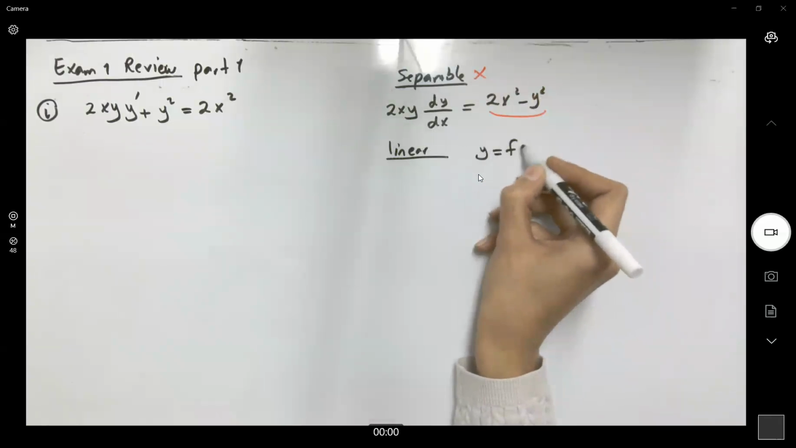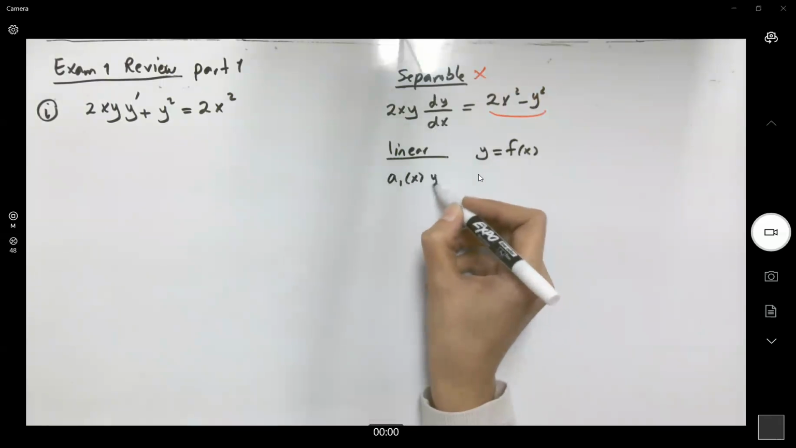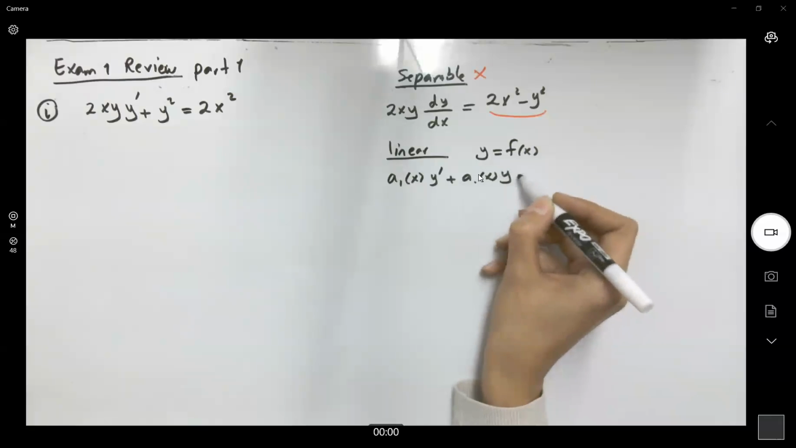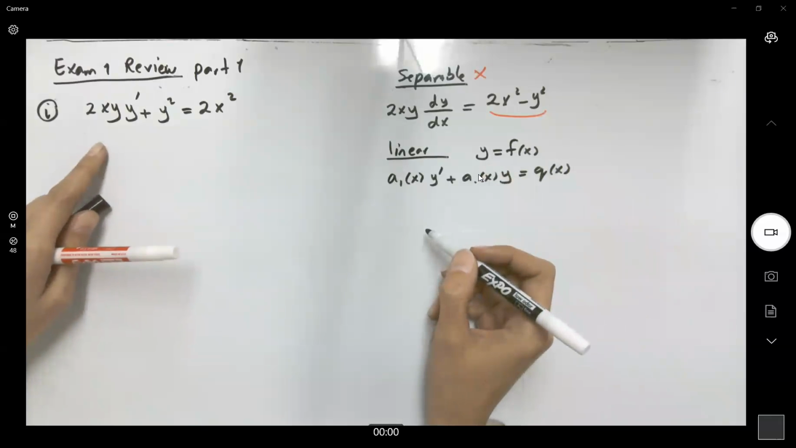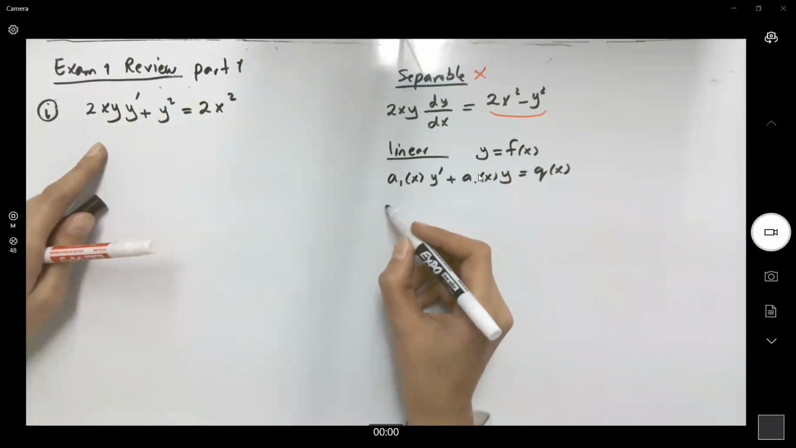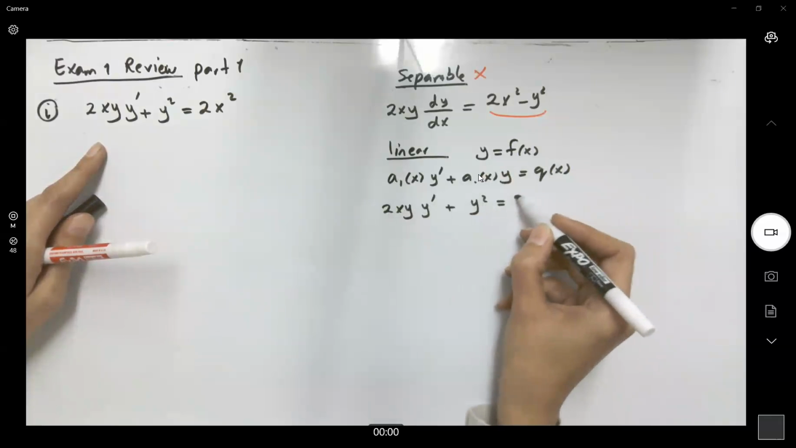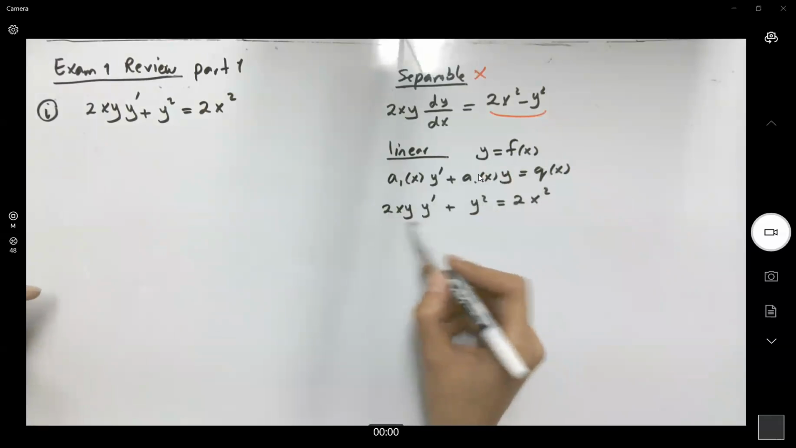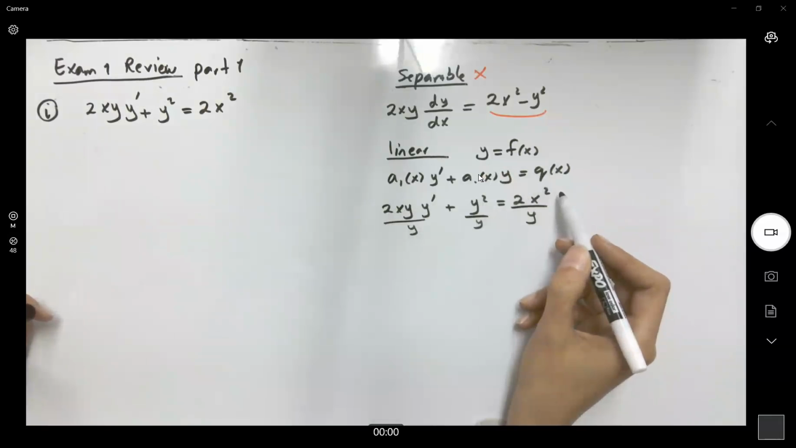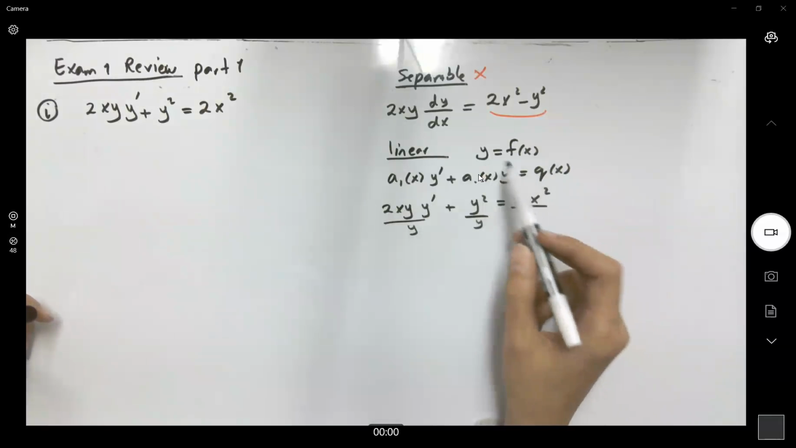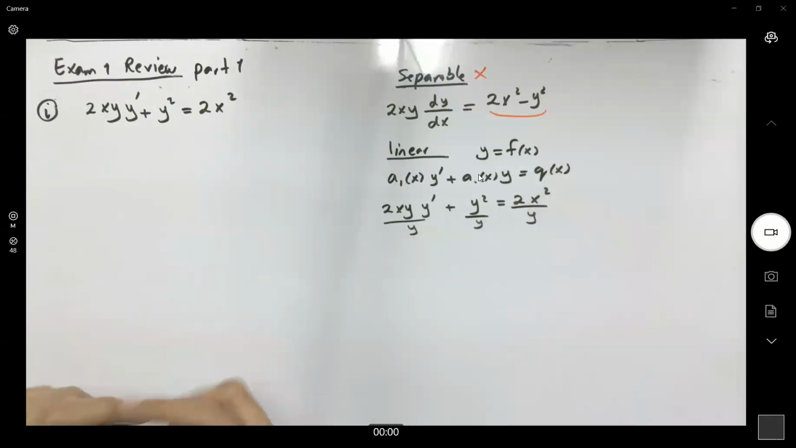If y is a function of x, then it must be of the form a1(x) y prime plus a0(x) y equals a function in x. So let us check to see if we can write it this way. We have 2xy y prime plus y squared equals 2x squared. You might say, hey, I can divide everything by y. If you do that, you create a y on the right hand side. So it's not going to be linear if y is a function of x. So far, the answer is no.